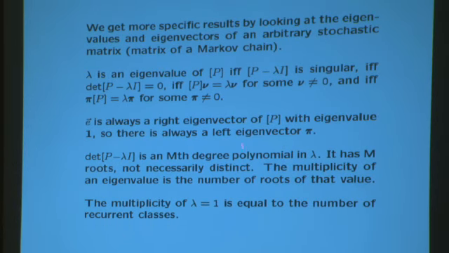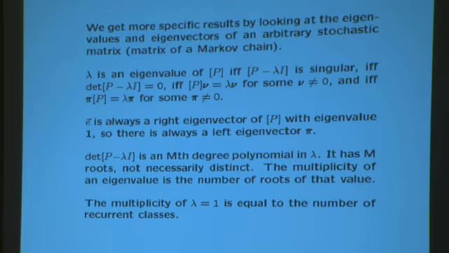If the matrix is singular, there has to be some solution to this equation here. There has to be some solution to this left eigenvector equation. Now, once you see this, you notice that E is always a right eigenvector of P. Every stochastic matrix in the world has the property that E is a right eigenvector of it.